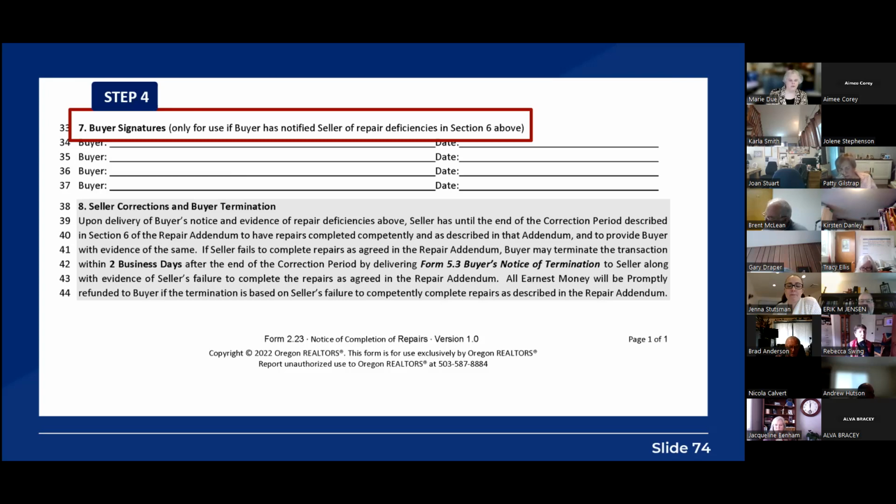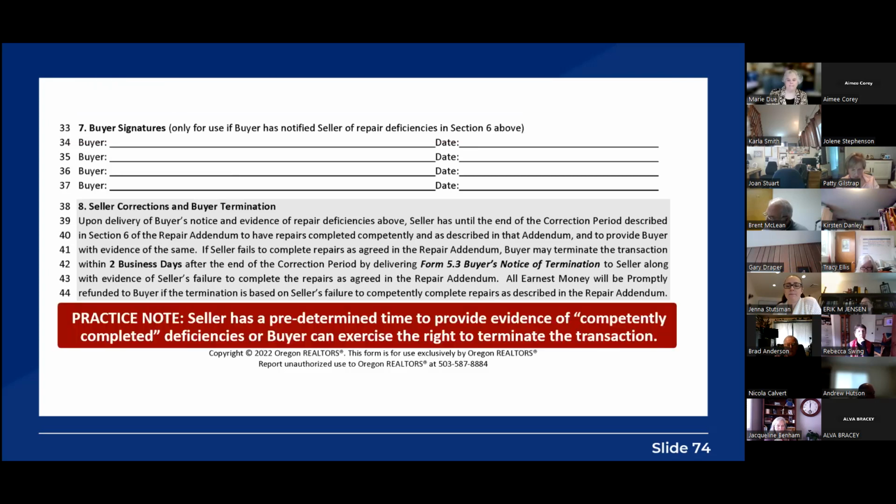The seller corrections and buyer termination: upon the delivery of the buyer's notice and evidence of repairs, seller has until the end of the correction period described in section 6 of the repair addendum to have the repairs completed and get the information over to the buyer. Seller has a predetermined time to provide evidence of competently completed deficiencies, or buyer can exercise the right to terminate the transaction. So that's important that they understand that, hey, we've given you the chance to cure it, but you didn't. So now we're going to terminate.